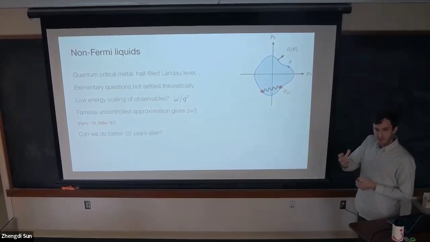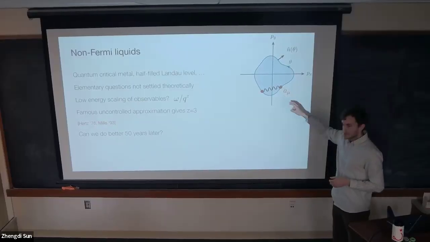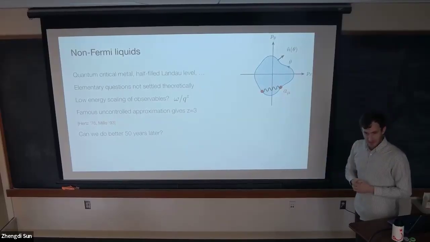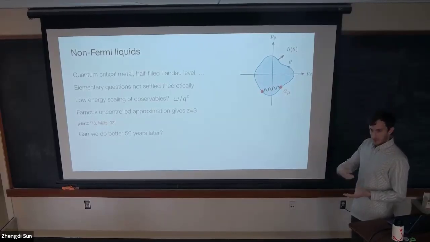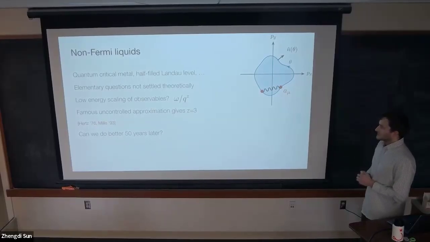So we know that there are relevant deformations of Fermi liquids. For example, if you couple a Fermi liquid to a gauge field, that should lead to something. Okay, that's not going to be a Fermi liquid. And in some situations, it's believed to lead to new fixed points, which are potentially universal, with some universal scaling of observables. And in these situations, even very basic questions are not known.